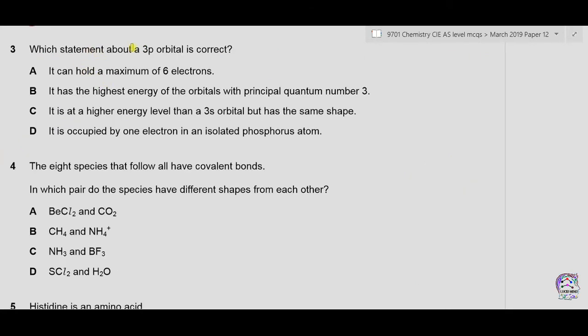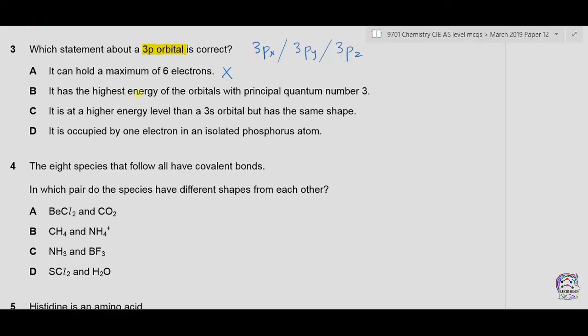Question number 3. Which statement about a 3p orbital is correct? Now 3p orbital could be 3px, 3py or 3pz. A. It can hold a maximum of 6 electrons. Now we can see that only 2 electrons can be held in 3px or 3py or 3pz, so therefore this is incorrect. The 3p subshell actually contains 6 electrons. The 3p orbital contains just 2 electrons.